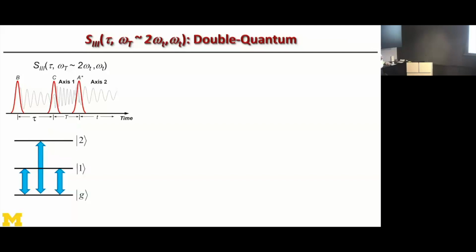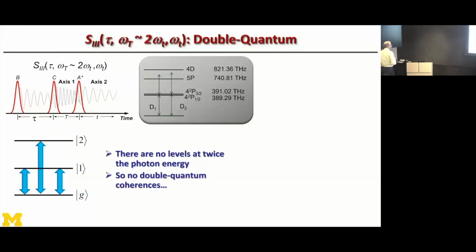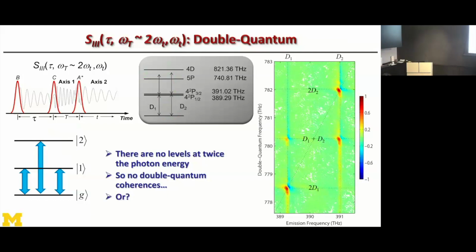Okay? So let's think about potassium. So in potassium, do we have a doubly excited state? We can get to the 5P and the 4D, but it turns out they're significantly detuned from twice the frequency of these, for the laser we use, outside the optical bandwidth. So we'd expect no signal, okay? No double quantum coherences, but when we do the experiment, we see them. Okay, so what's going on?